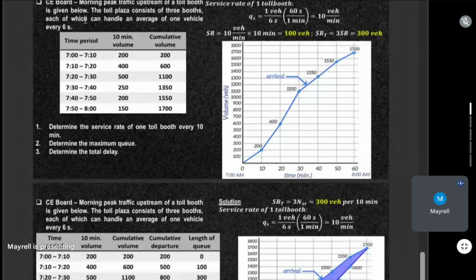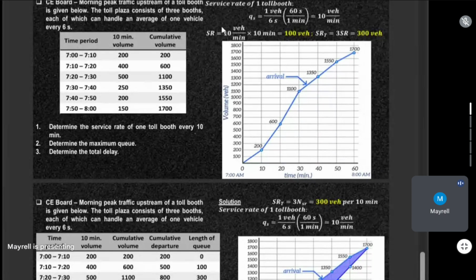So for part 1, the service rate of one toll booth is 1 vehicle per 6 seconds. So 60 seconds over 1 minute, so 10 vehicles per minute can be serviced by one toll booth. So multiply that, 10 vehicles per minute times 10 minutes, since that's for every 10 minutes. So you can have a service rate of 100 vehicles for one toll booth every 10 minutes.